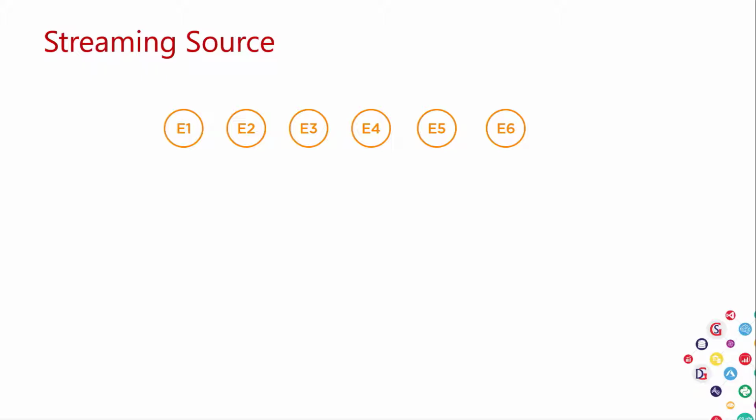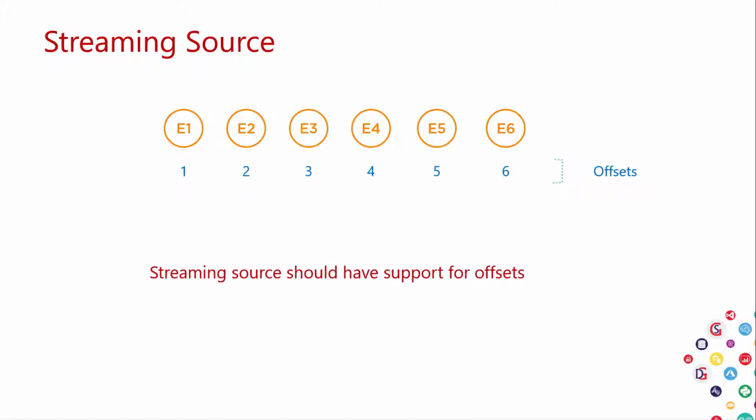So the first component that we have is the streaming source. Now, let's assume that there are some events which are continuously arriving at the source. This source can be a stream ingestion service like Azure Event Hubs. Each event that is arriving at the source is assigned an offset by the source. So the source should have support for offsets. This is a mandatory requirement for a streaming source. Now, these offsets help to track the current read position in the stream. What does this mean? It helps to track up to what point we have read the data.